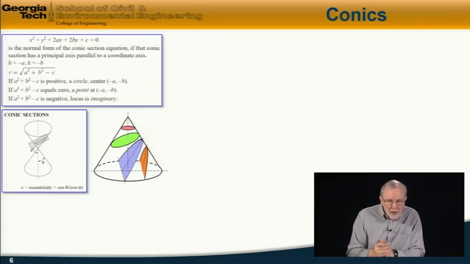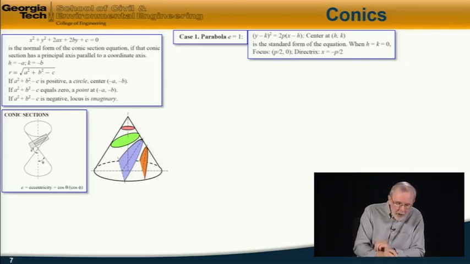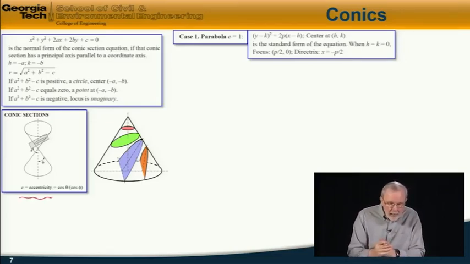This is the general form or the normal form of a conic section which has a principal axis parallel to a coordinate axis, the x or y axis. So in this case we have a more general form of the equation, and there are 4 different cases here which are given in the handbook in terms of the so-called eccentricity, E, which is defined here as cosine theta over cosine phi. So the first case, a parabola, has eccentricity E equals 1, and here is the general form, the general equation of a parabola.